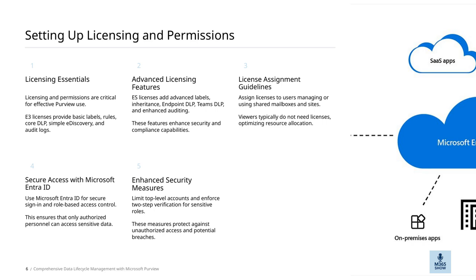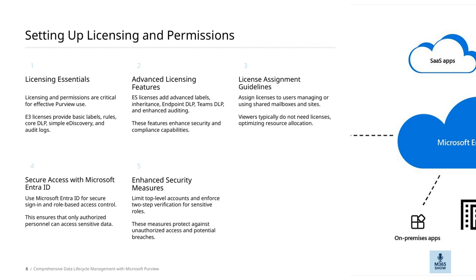First, it's important to limit top-level accounts and enforce two-step verification, especially for sensitive roles. These steps are crucial because they help prevent unauthorized access and potential security breaches. Next, we want to use Microsoft Entra ID for secure sign-in and role-based access control. This way, only authorized personnel can access sensitive data, which adds an extra layer of security.